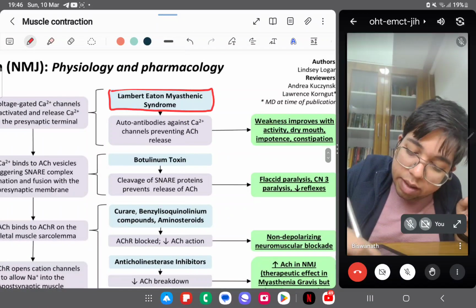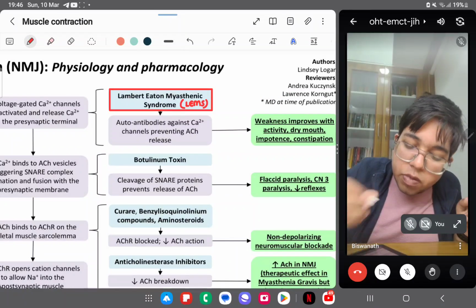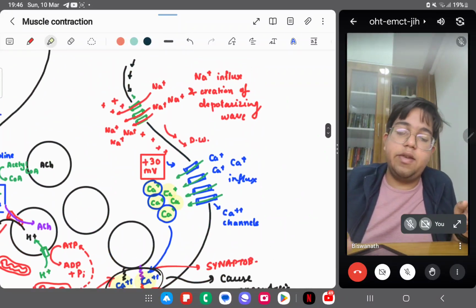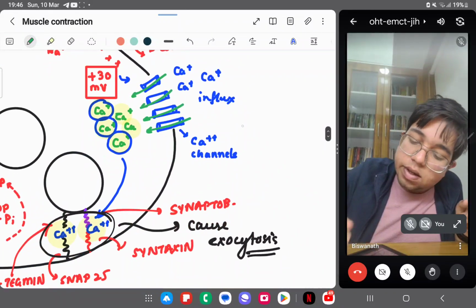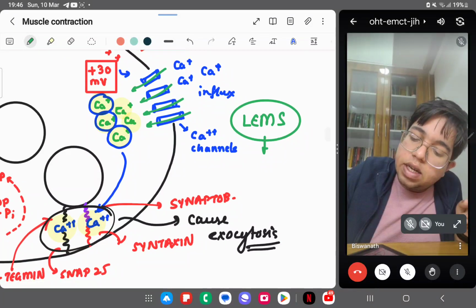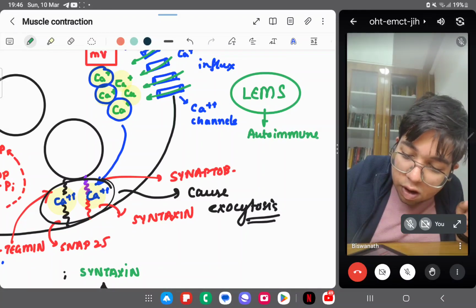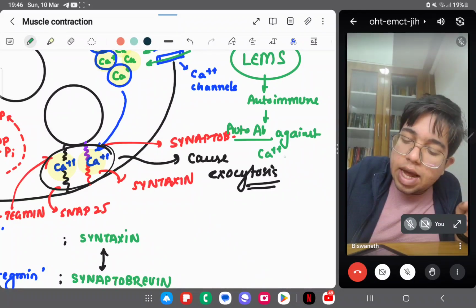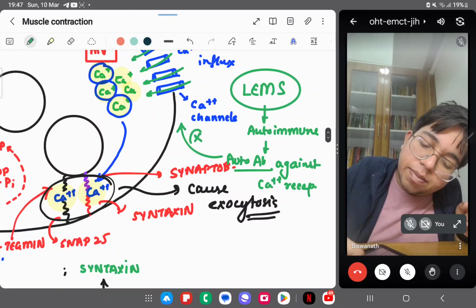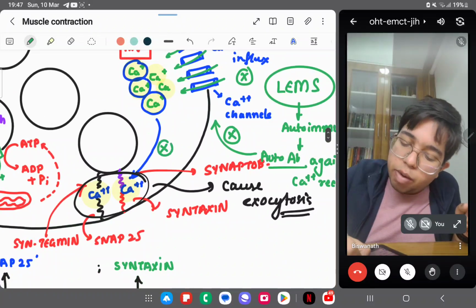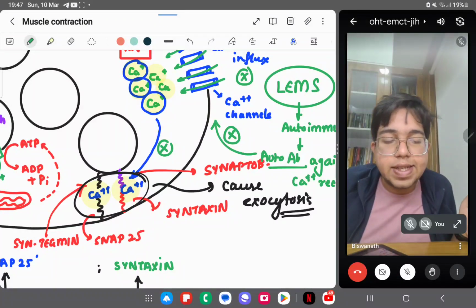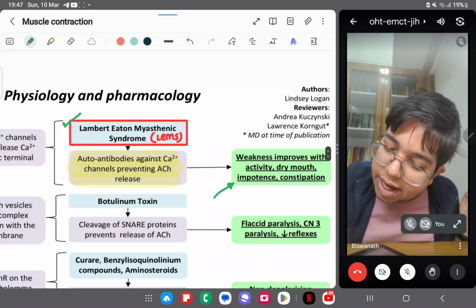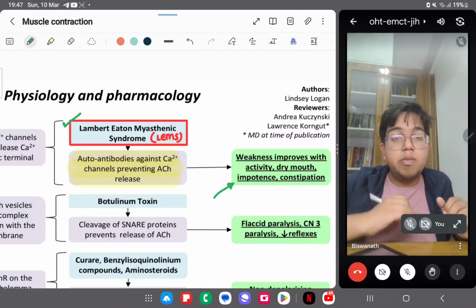Another thing is Lambert-Eaton myasthenic syndrome, often called LEMS, L-E-M-S. What is that? Here we get autoantibodies against the calcium channels, preventing the ACH release. LEMS is an autoimmune disorder as well, and here autoantibodies against your calcium receptors are there. So there will be no influx of calcium, and if there is no calcium influx, there will be no fusing of the snare proteins. And if snare proteins aren't fused, ACH will not be released, right? This is LEMS. Understood? And what are the symptoms? Weakness improves with activity, dry mouth, impotence, and constipation. These are all related to your muscle contraction as well.